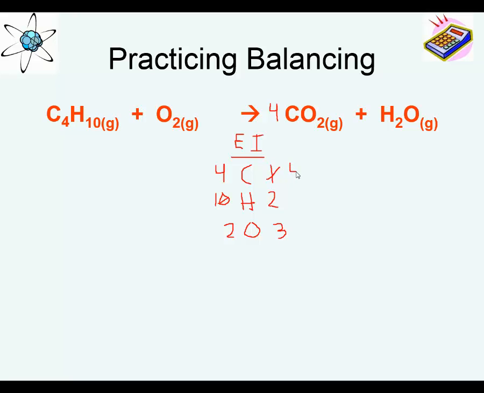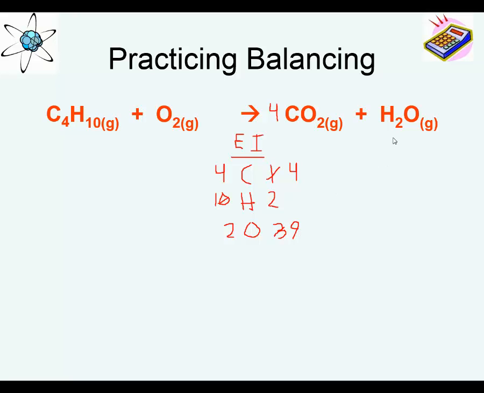So I put a line through the 1 and then I write a 4 to the right of it. And that also, though, changed the number of oxygen atoms. So I have 4 times 2, so there's 8 from the 4 carbon dioxide molecules, plus 1 from the water molecule. Make sure you count them all up. So 8 plus 1 is going to give me a total of 9.